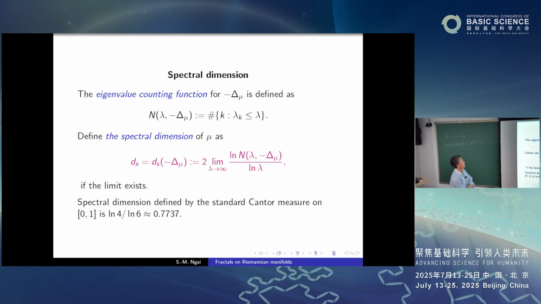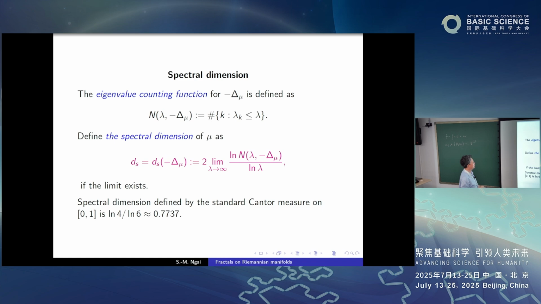Okay, now we have the sequence of eigenfunctions. We can define the eigenvalue counting function as usual. N(lambda) is the number of eigenvalues less than or equal to lambda. And we can define the spectral dimension as the limit of log N(lambda) over log lambda.